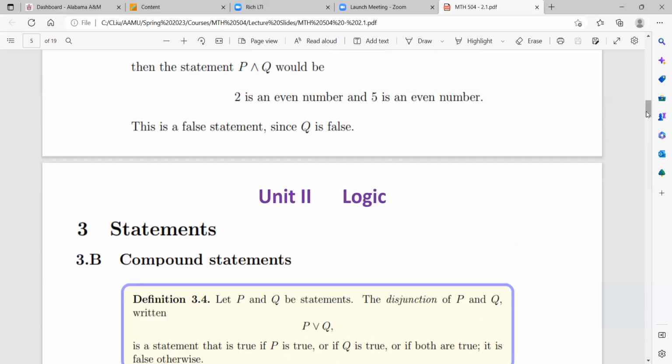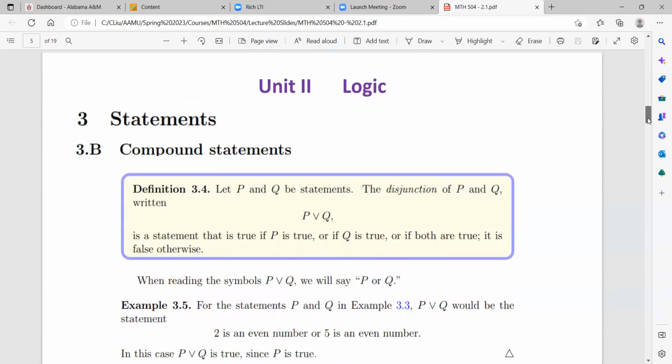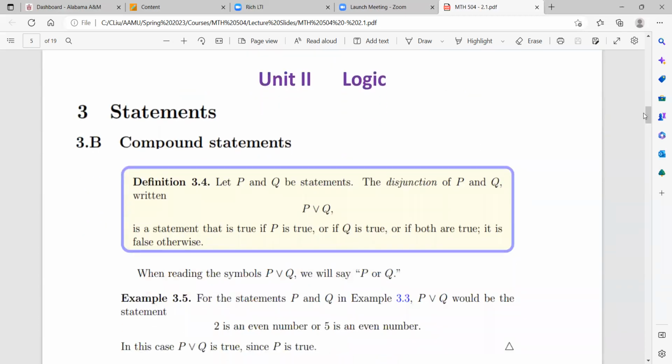The next thing is called the disjunction. It's just like the union of two sets. Since we're talking about statements, we don't say union, but we call it disjunction, and we use a V between P and Q. So obviously, we're just following a similar rule with the union of two sets.